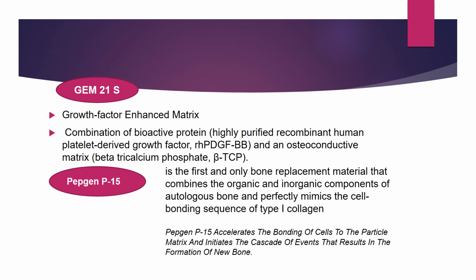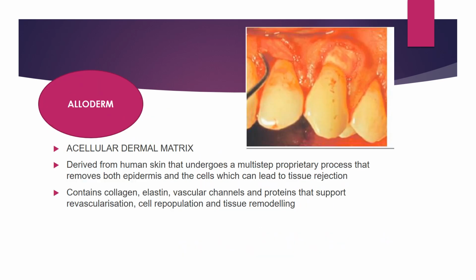Next comes PepGen P-15, the first and only bone replacement material that combines organic and inorganic components. It mimics the cell binding sequence of type 1 collagen. So it accelerates the binding of cells to the particle matrix and initiates the cascade of events which results in the formation of new bone.